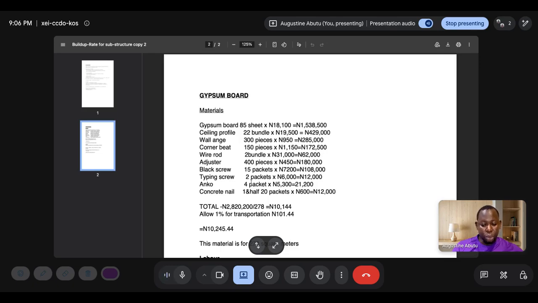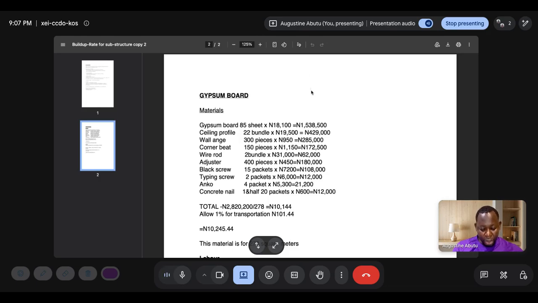The amount of tapping screw that you need is 2 packets. The amount of anchor that you need is 4 packets. The amount of concrete nails that you need is 1.5-inch concrete nail. You need 20 packs. Okay, from here we have, these are all the unit prices that we have.